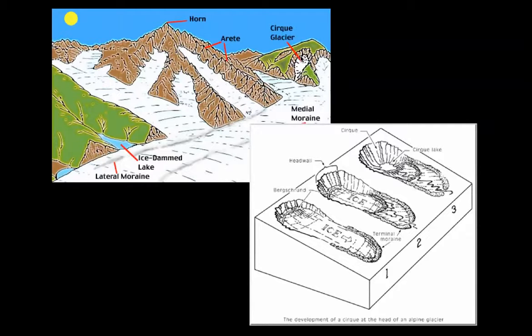Again, here's the cirque, or the arena, where a valley or a mountain alpine glacier starts. Here's an ice-dammed lake, and we need to talk about moraines.